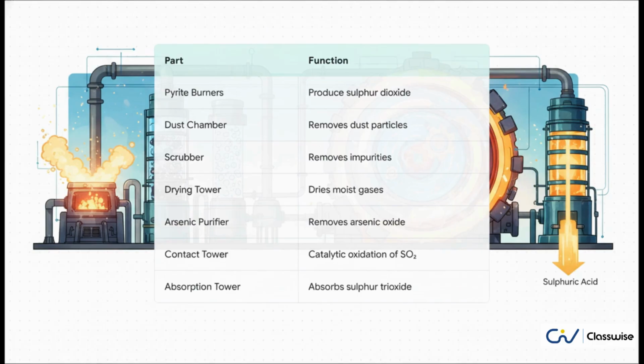Then it's off to a seriously intense spa day. First, the dust chamber gets rid of dust. The scrubber gives it a wash with water. The drying tower dries it off. And the arsenic purifier, well, it gets rid of any arsenic.